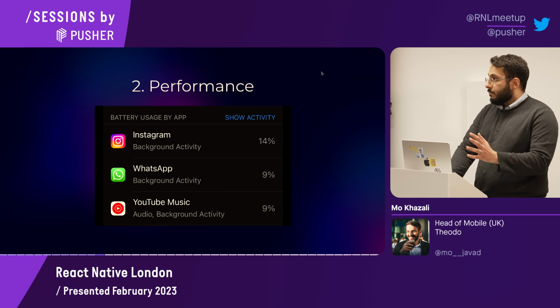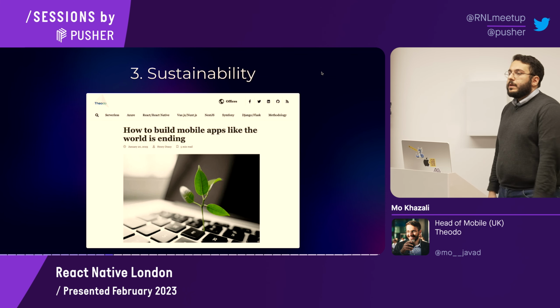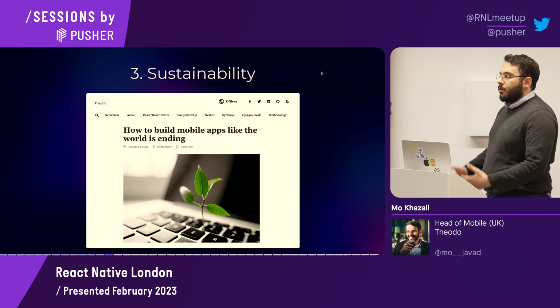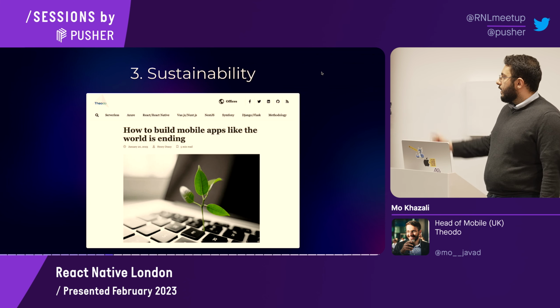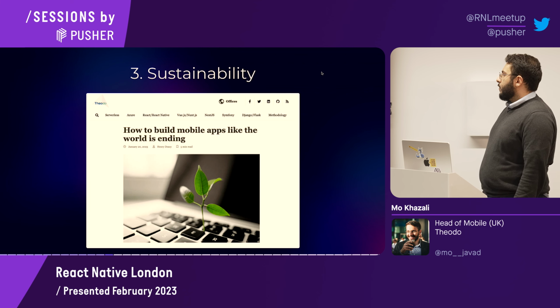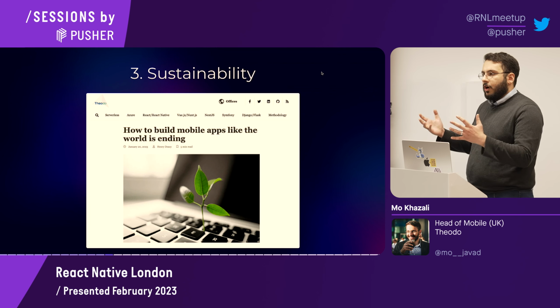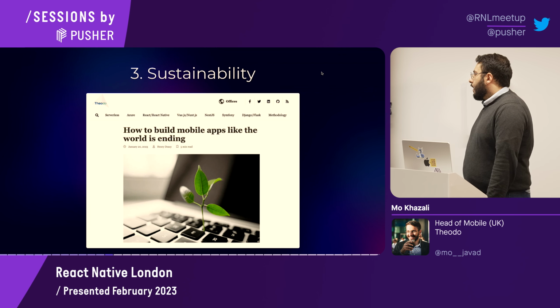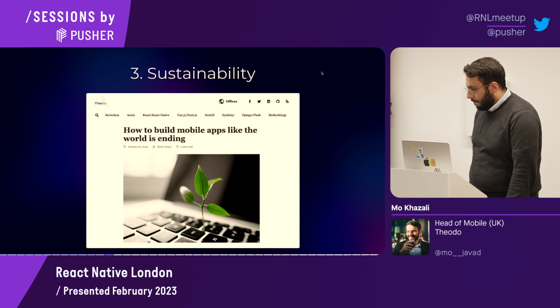Lastly, and possibly the most important, sustainability. Optimizing for performance ultimately means that you're building more sustainable apps. I don't want to go into it too much, but a colleague of mine, Henry, wrote an article called How to Build Mobile Apps Like the World is Ending. It's a little bit melodramatic, but he's given an overview of why sustainability can be improved and why you should improve the sustainability of your app through performance optimizations.